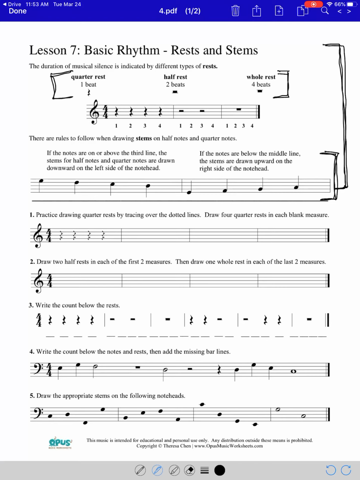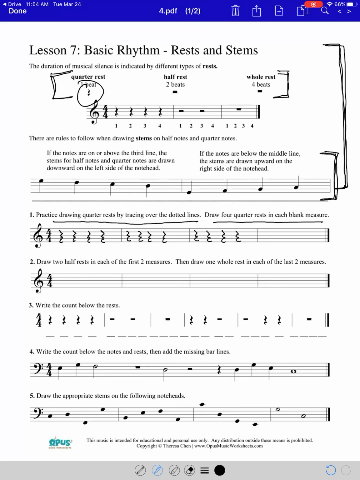First, let's do a couple of the examples of the top 1, 2, and 3. So for number 1, it's really easy. If we follow the directions here, it says practice by drawing quarter rest over the dotted lines. And then it wants you to draw 4 quarter rest in each blank measure. So you're going to take your pencil and just fill these in as best you can. It's like a little lightning bolt. If you get confused, of course, you can look up here. And then it wants you to draw 4 in every bar. 1, 2, 3, 4, right? And you just do that for all the other bars. 2, 3, and 4. Right, and just fill it in for the last one.